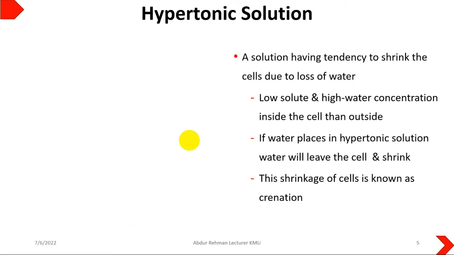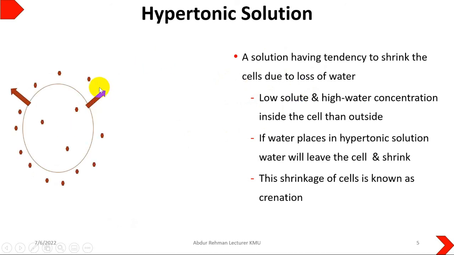Then we come to the hypertonic solution. In this case, the cell has a tendency to shrink due to loss of water. Because the concentration of solute outside the cell is higher than inside, the water will move out of the cell, resulting in shrinkage of the cell, which is also not a good thing for the cell. As we have seen in some kinds of dehydration, shrinkage of the cells might take place.